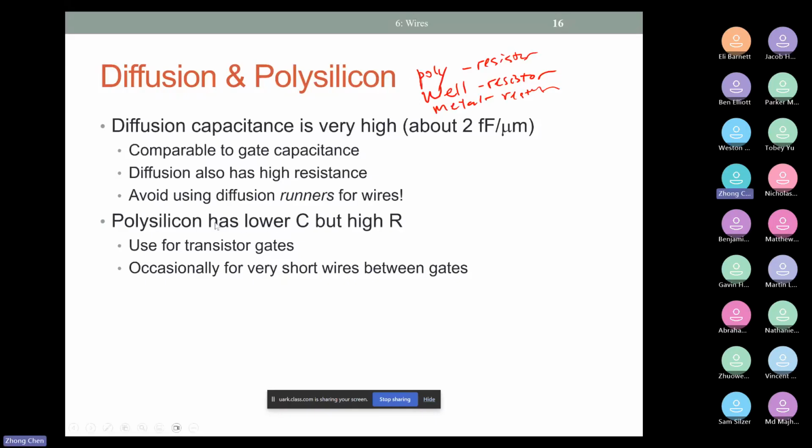And polyresistor has a lower C but a higher resistance, which is also not good, because the delay is contributed by both the resistance value and the capacitance value. So just occasionally, in a real design, in a very rare case, we run a very long poly line to connect the gates. We typically use metal one to touch the poly, and use metal one as the gate runner.